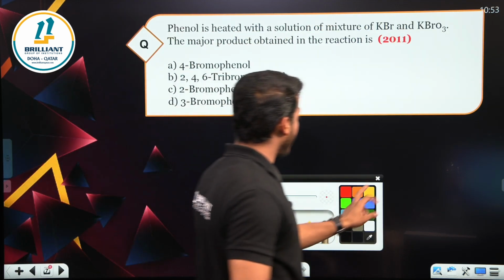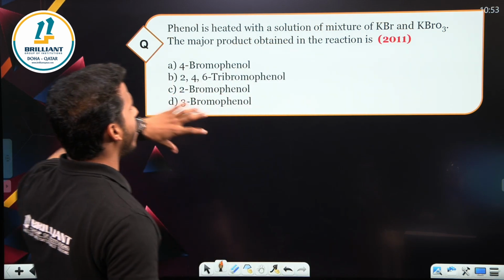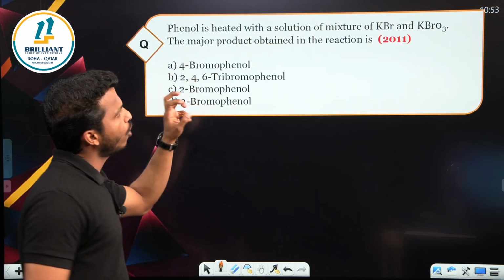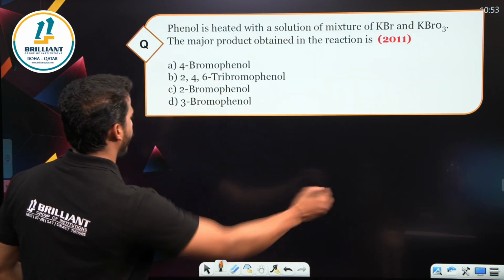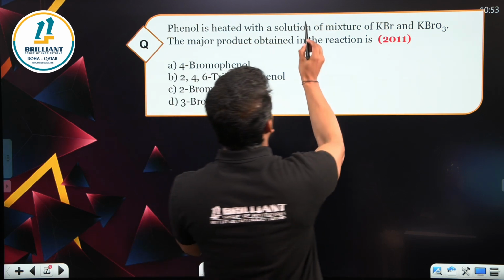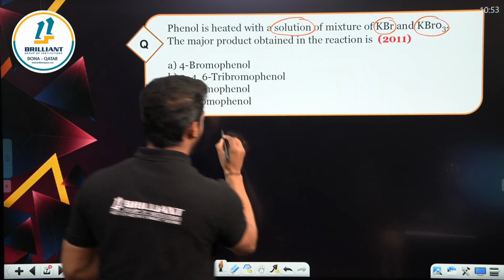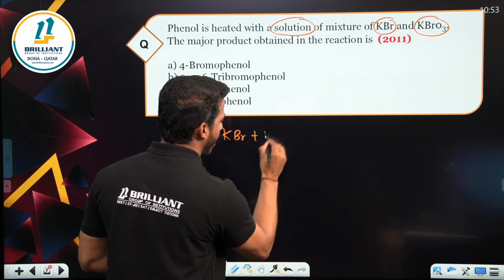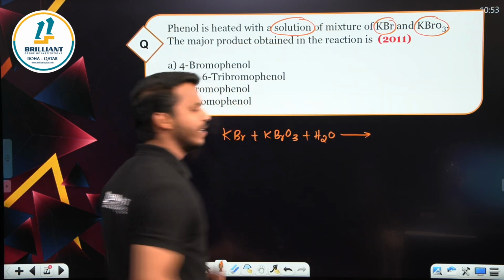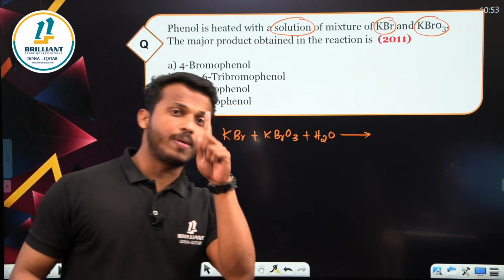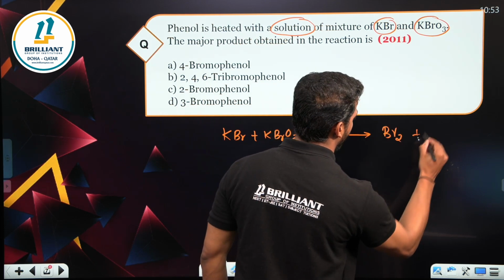Next one. Phenol is heated with a solution of a mixture of KBr and KBrO3. The major product obtained in the reaction is the question from 2011, dear all. Phenol reacts with a mixture of what? A solution of KBr and KBrO3. Dear all, when KBr reacts with the KBrO3 solution, which means water, what will we get first? First we will get Br2 along with KOH.